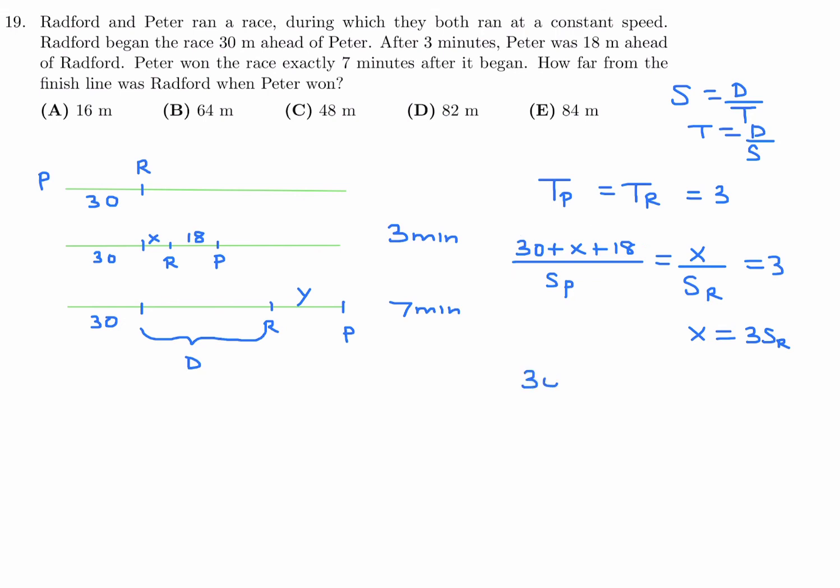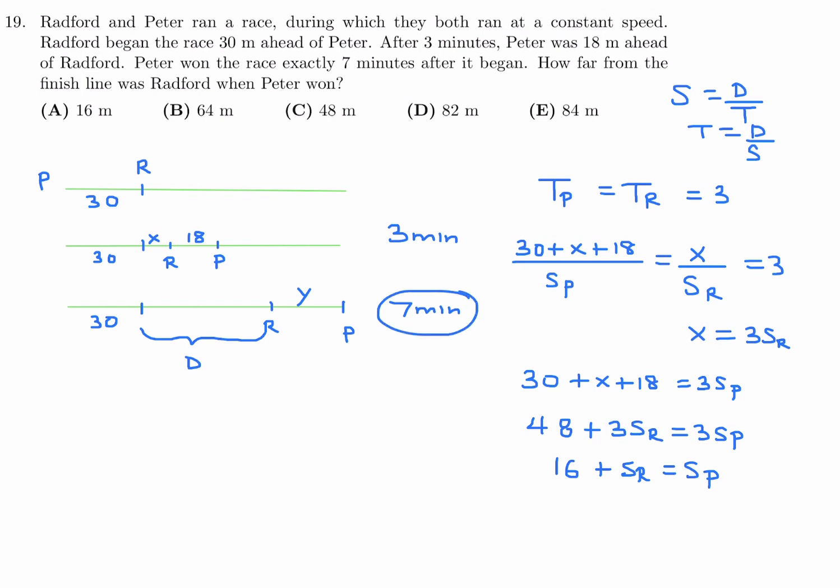So from that one, 30 plus X plus 18 is equal to 3SP, if you cross multiply with the 3. And then we can substitute for X. This is just going to be 48 plus 3SR is equal to 3SP. And divide through by 3 and you'll get 16 plus SR is equal to SP. Okay. Now we have to take into consideration the 7-minute scenario.